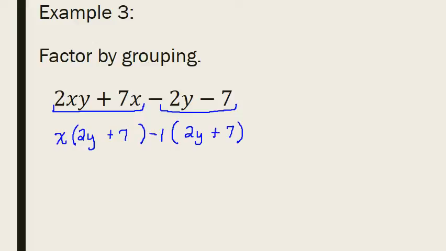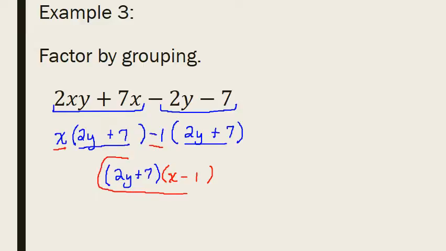Now notice, these two sets of parentheses here, they should be alike. If they are not alike, you've done something wrong. So I'm going to bring them down, just 1 though. Just bring it down as 1, 2y plus 7. And then in the other parentheses, I'm going to do another set of parentheses here. I'm going to bring over the leftover stuff, the stuff that's outside, the x and the minus 1. And there it is, factored by grouping.